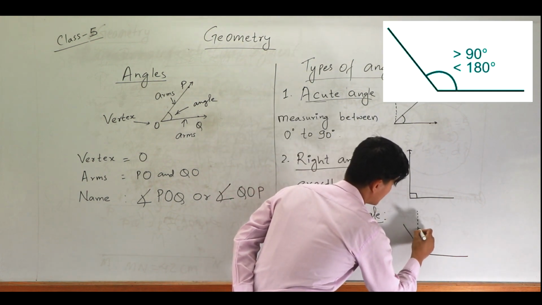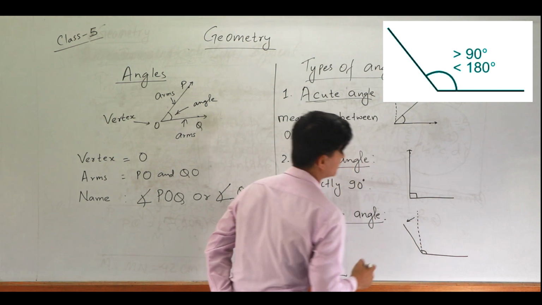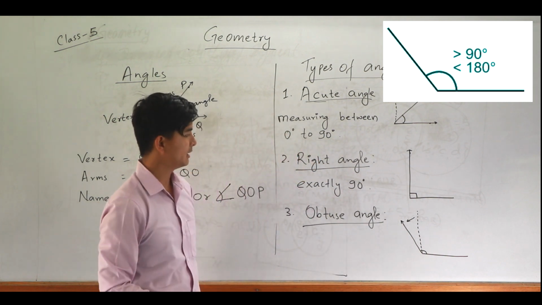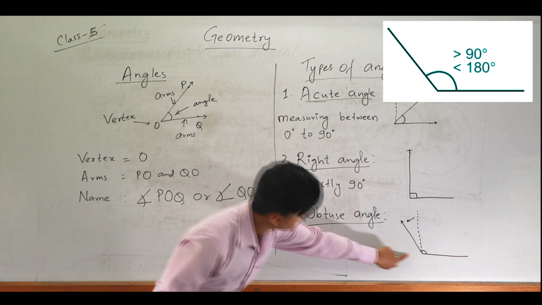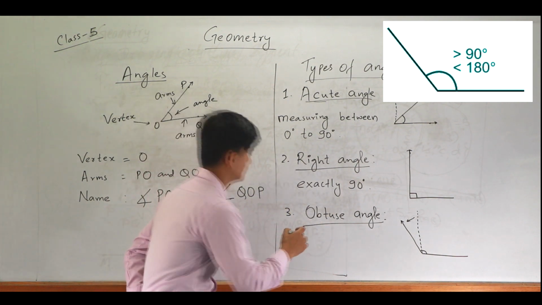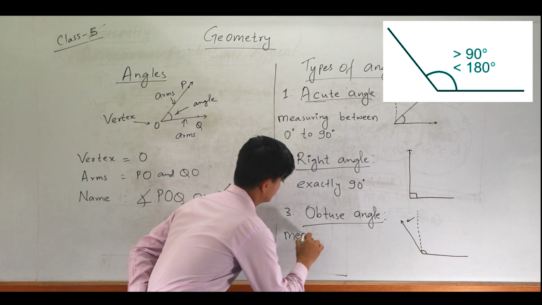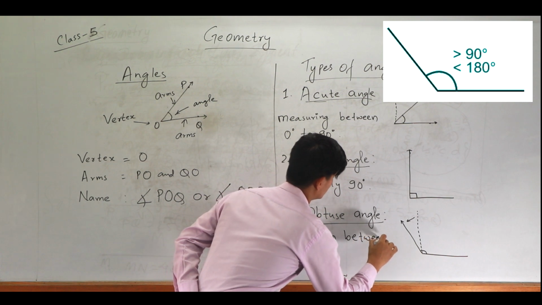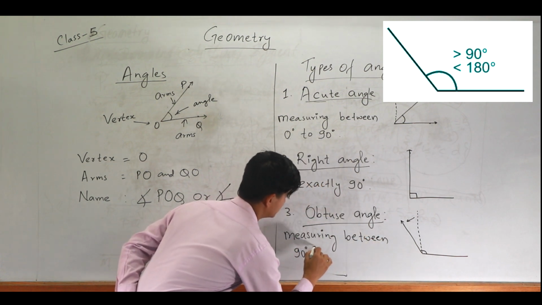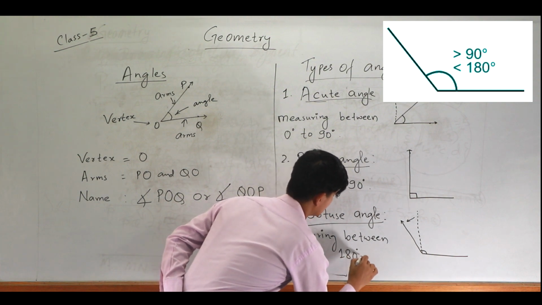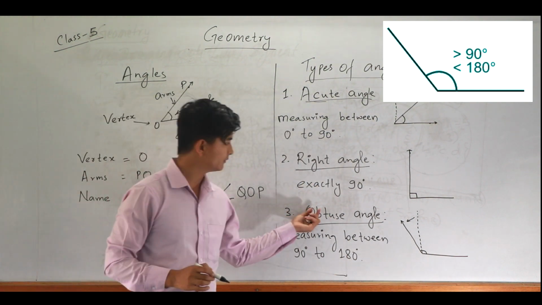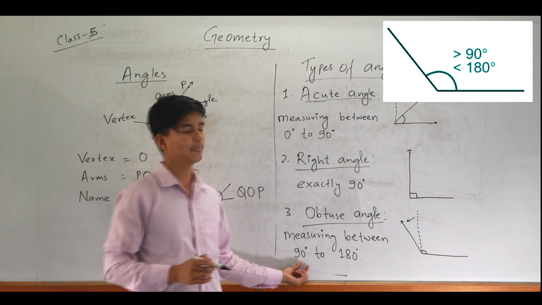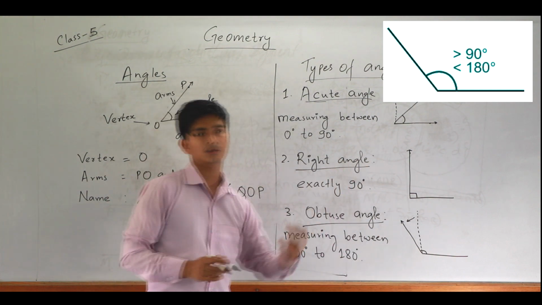It will be more than 90 degrees. Okay, if it is more than 90 degrees, then it is called an obtuse angle, but it should not be more than 180 degrees. Okay, so here I will write measuring between 90 degrees to 180 degrees. Okay, so how can we find out the obtuse angle? The number should be between 90 degrees to 180 degrees, then it is called an obtuse angle.